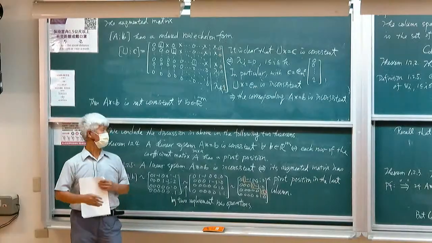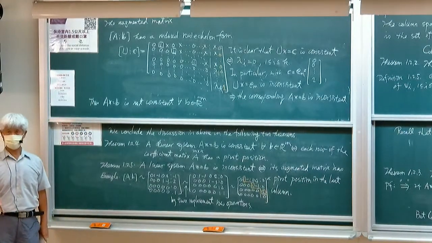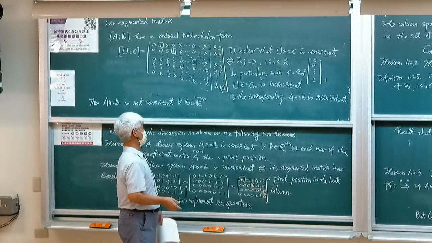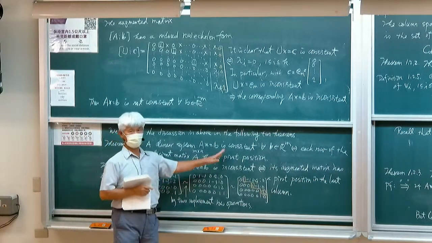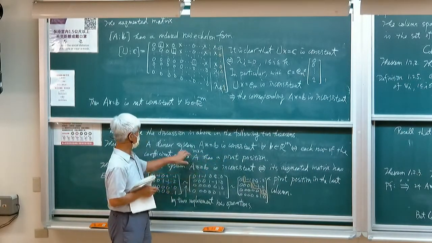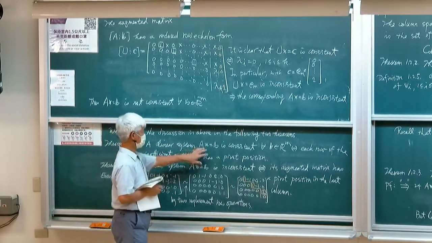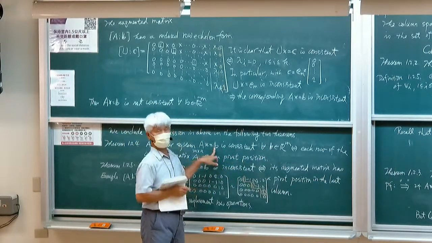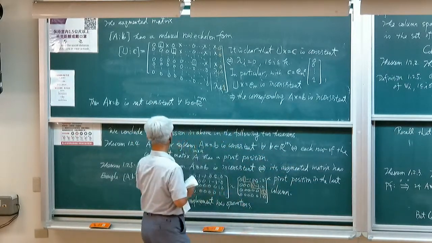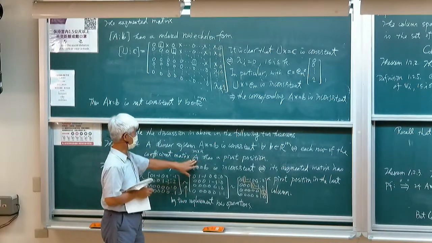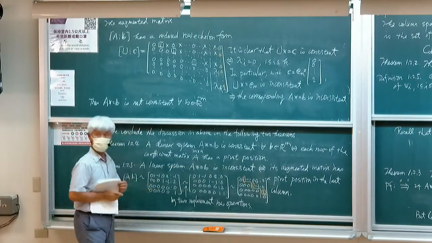Okay. So basically, we have solved the question about whether a linear system is consistent or not. Furthermore, we have a sufficient and necessary condition that a linear system is consistent for all possible right-hand side vectors if and only if each row of the coefficient matrix has a pivot position. Any questions?